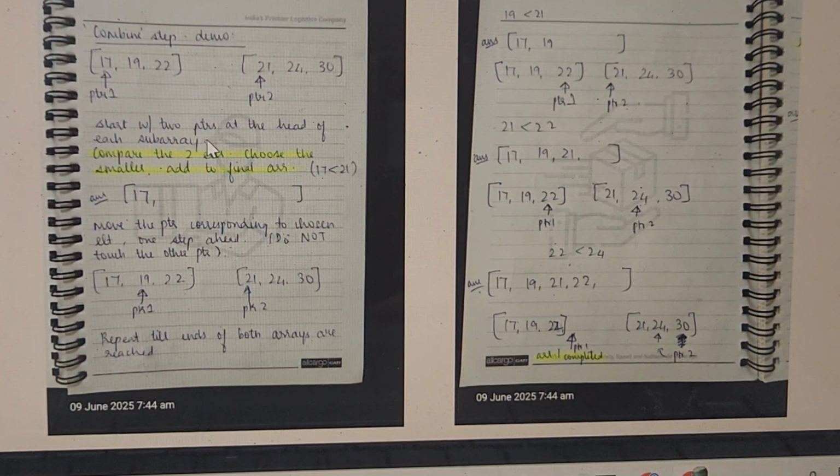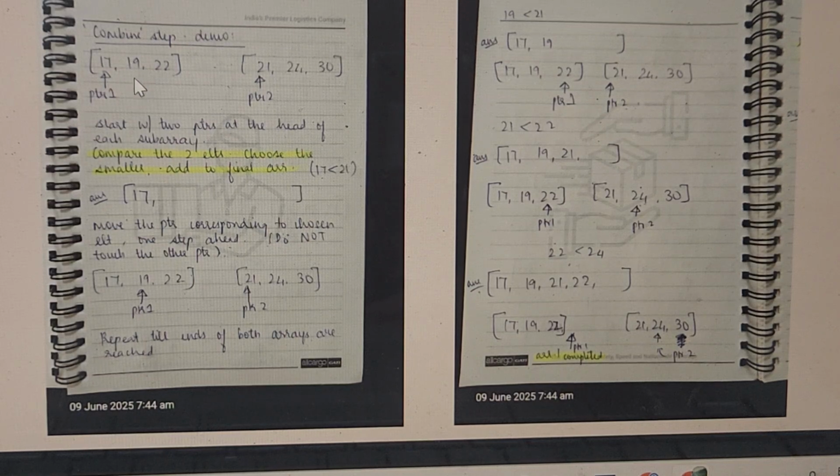Start with two pointers at the head of each subarray. Compare the two elements, choose the smaller one and add it to the final array. So you have 17 and 21. The smaller being 17, you put it in the final array. Move the pointer corresponding to the chosen element one step ahead. So 17 has been added to the array. We don't need that element anymore.